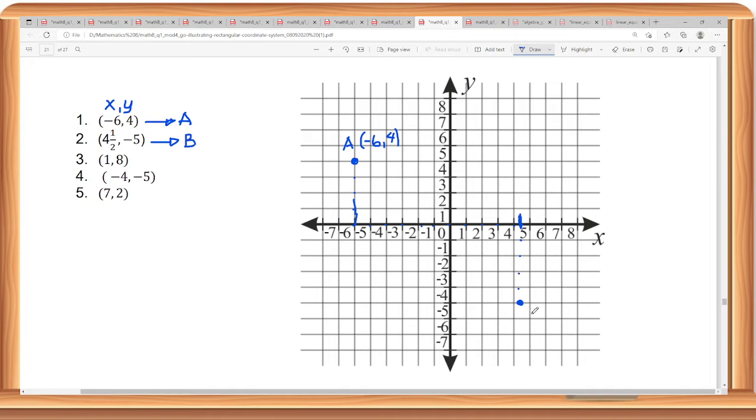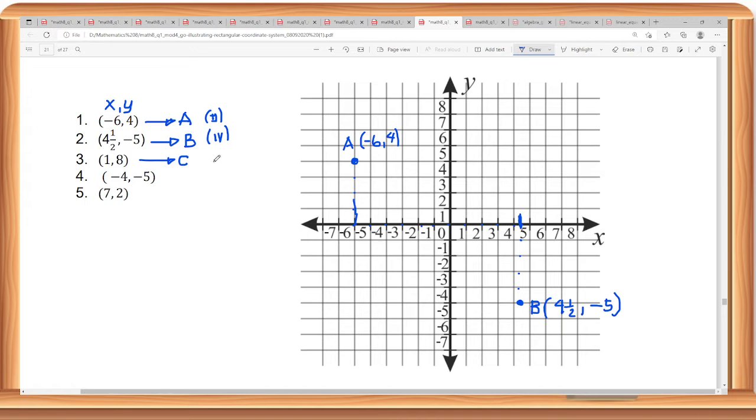Point B, wherein the x coordinate is positive, which is 4 and 1/2 or 4.5, and the y coordinate is negative 5. As you can see, it is in the fourth quadrant, and point A is in the second quadrant. And for point C, as you can see, they're both positive, therefore it is in the first quadrant along here.